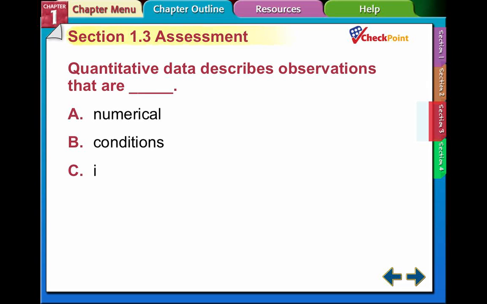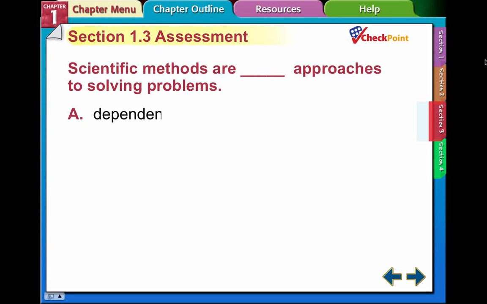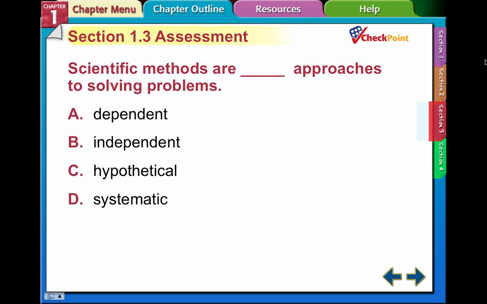Okay, let's see how we did in this section. Quantitative data describes observations that are... answer is numerical. Remember that N helps you remember the quantitative right here. This N is how I remember, numerical. And the next one, scientific methods are blank approaches to solving a problem. Answer is systematic.